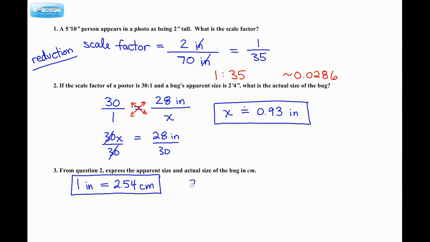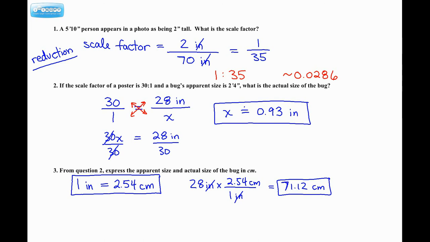So we had 28 inches, and we want to go to centimeters. So the inches have to cancel. That means 1 inch goes here, and 2.54 centimeters goes there. Those cancel. So I just multiply 28 times 2.54, and that gives me 71.12 centimeters. Okay, so that is the apparent size of the bug in centimeters. That's a pretty big bug.